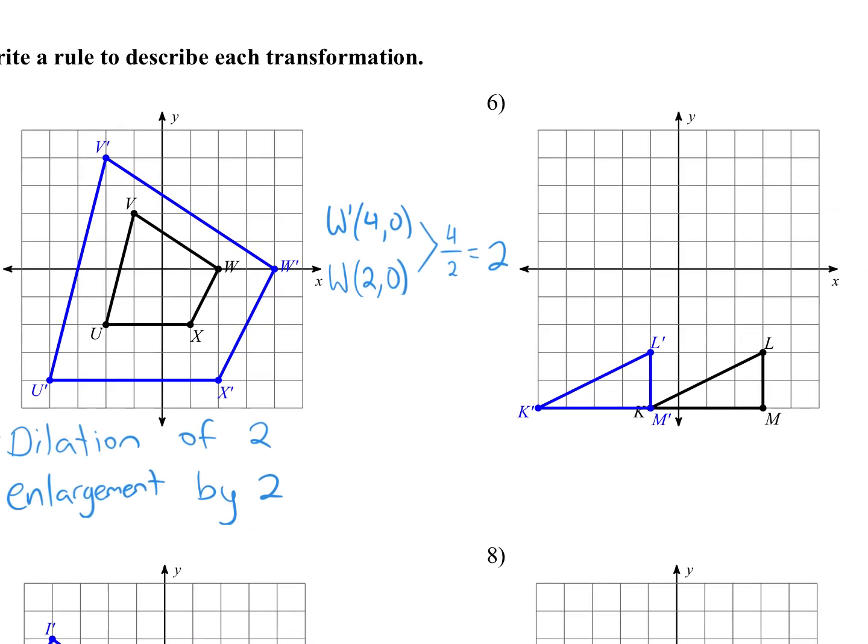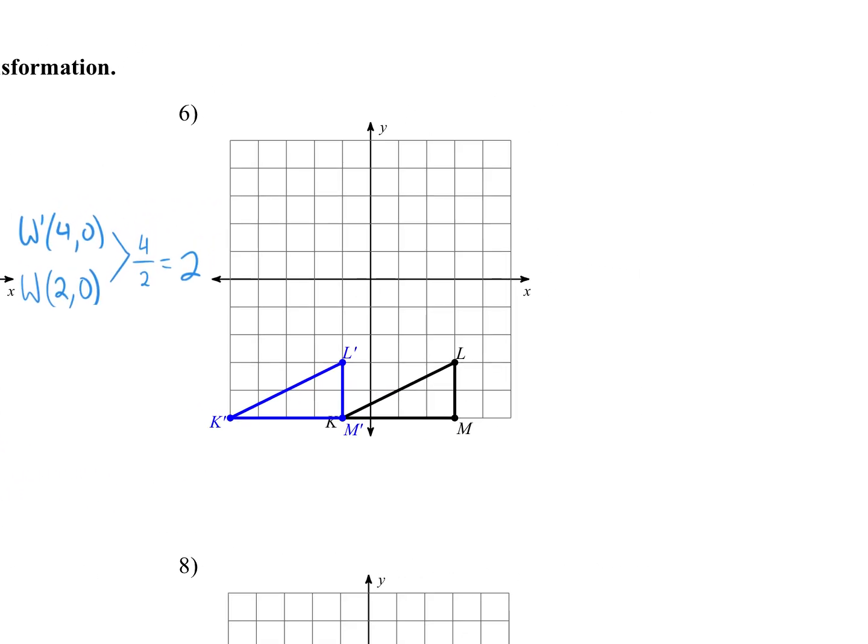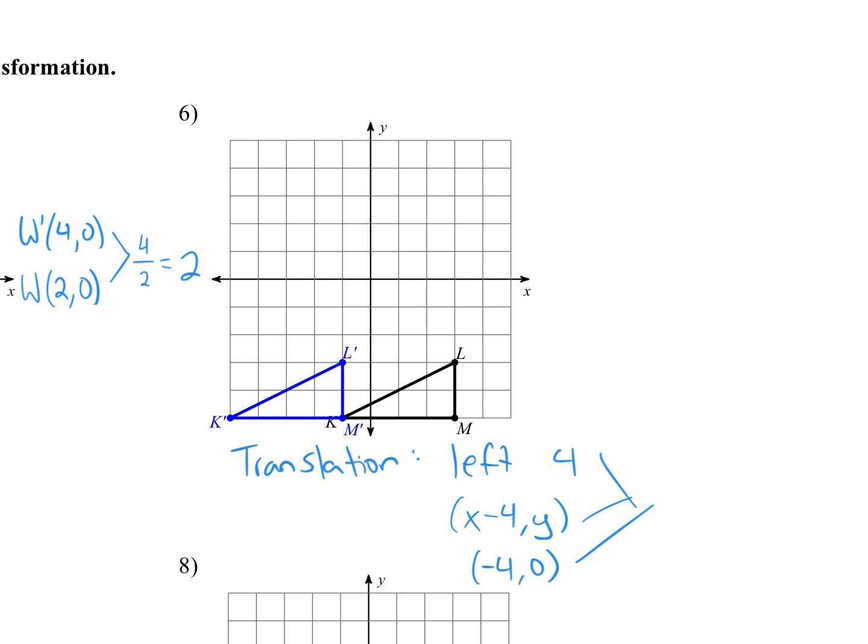Number 6. What transformation's happening? Translation. Again, with the translation, I don't care how you write the rule. There's 3 options. I don't care which one you pick. Okay? What's happening in this translation? It's moving to the left. Left how many? Yep, so I could say left 4, or I can write x minus 4, or I can write negative 4, 0. Either one of those 3, I do not care which one you choose. Okay? I do not care.